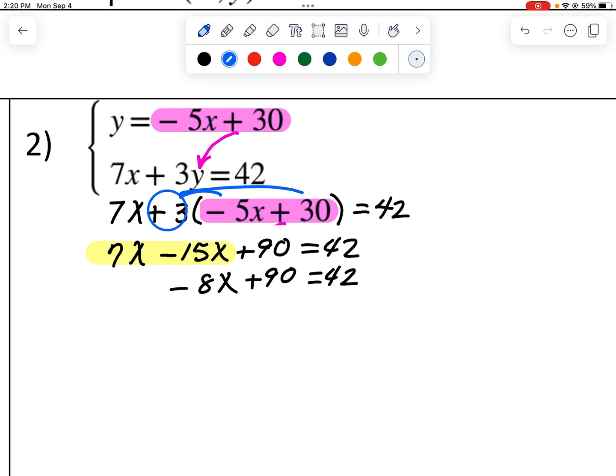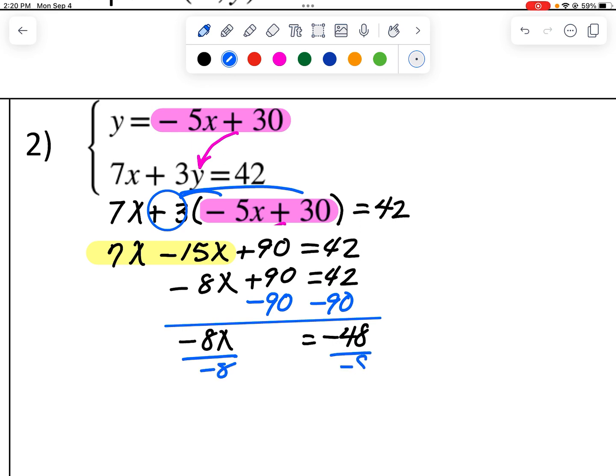Now we are going to isolate the negative 8x by adding the opposite of 90, by subtracting 90. So that's going to give us negative 8x is equal to negative 48. And then to isolate x, we're going to divide by negative 8. Both sides of the equation get divided by negative 8. That gives me x is equal to 6.